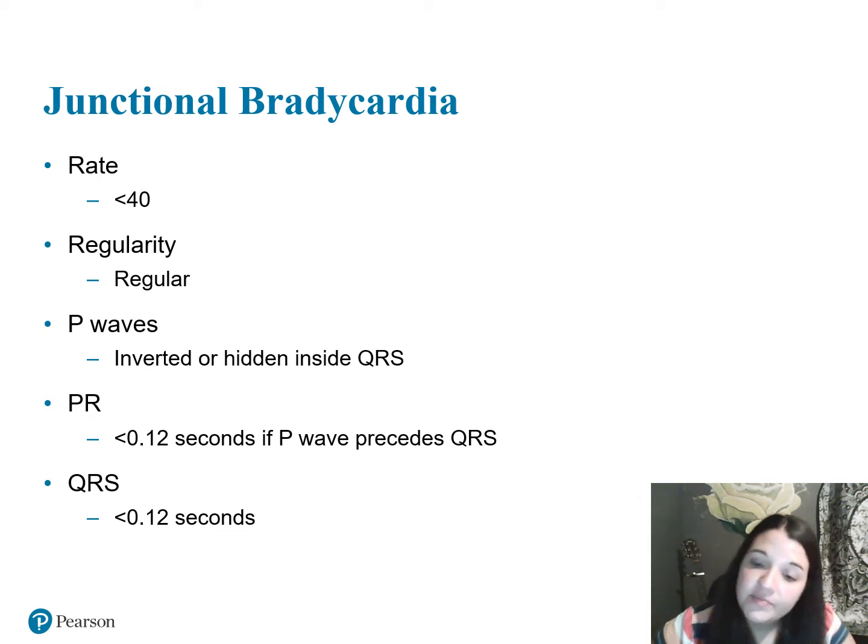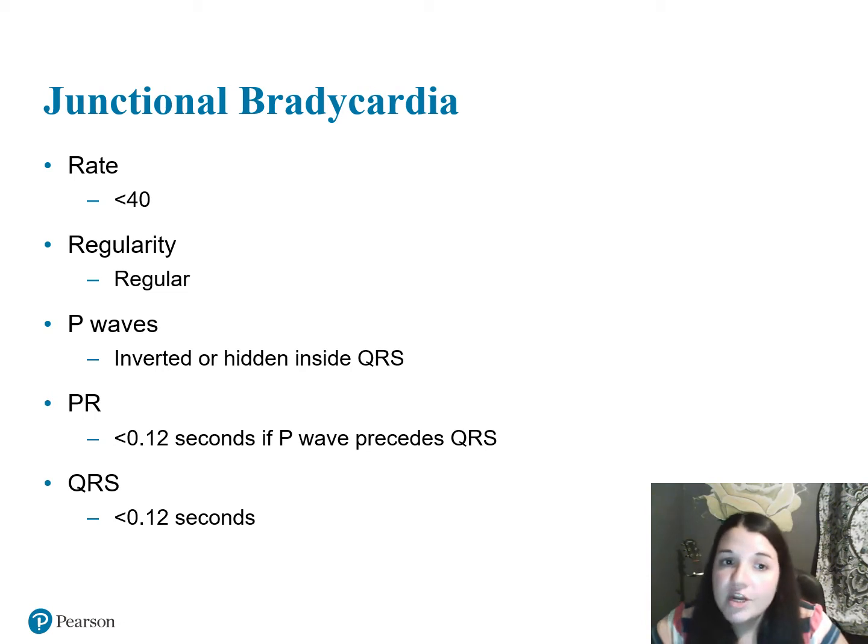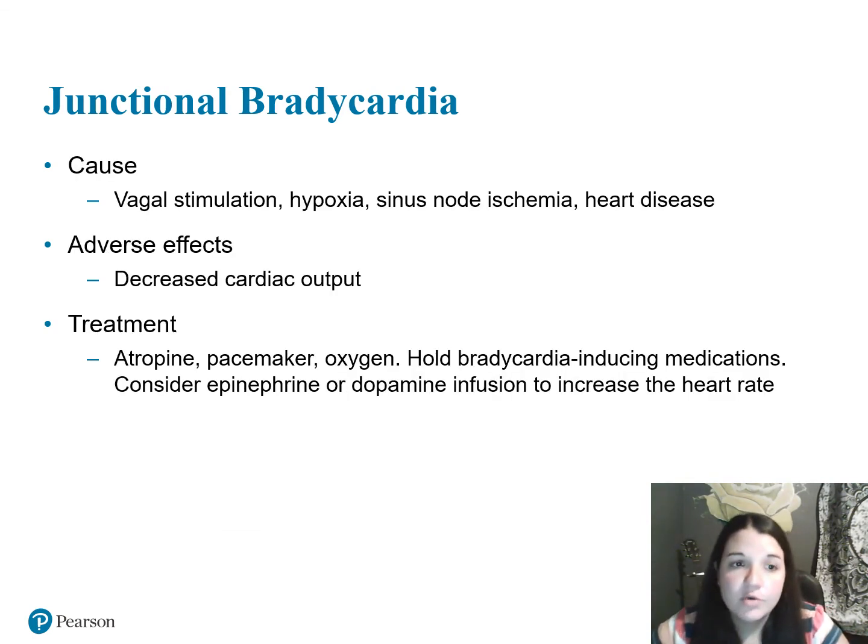Look at this, regularity. So my PJC was going to be regular but interrupted by that premature beat. But my junctional bradycardia is going to be regular. P waves are going to be inverted or hidden, so we might not see those P waves. PR intervals less than 0.12, only if it comes before the QRS. QRS is still going to stay with my rules, less than 0.12.